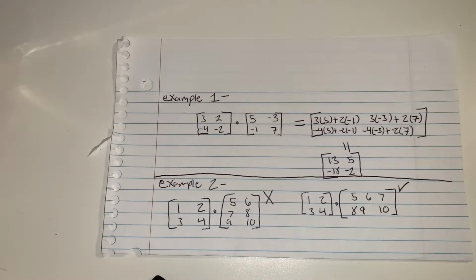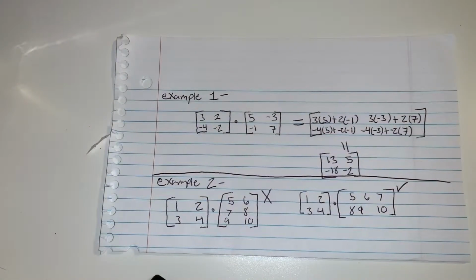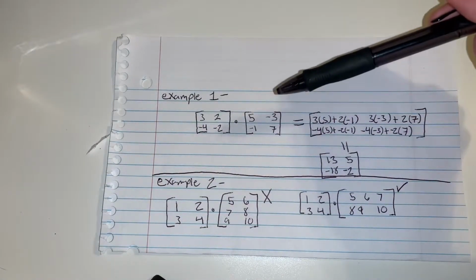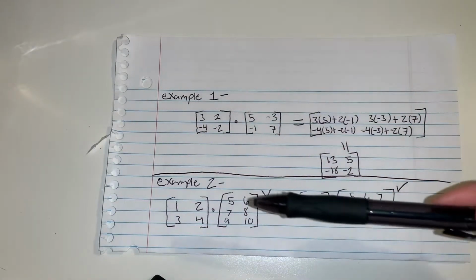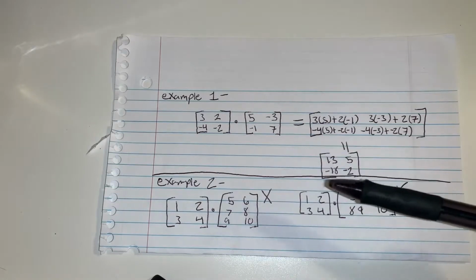Now I'm going to show you another equation for multiplication, but this will show you what you can and cannot do. When multiplying, there are boundaries you have to stay in. For an example, what we did up here was a 2 by 2 times a 2 by 2. When we move down here and look at the first part of example 2, you see I wrote an X.